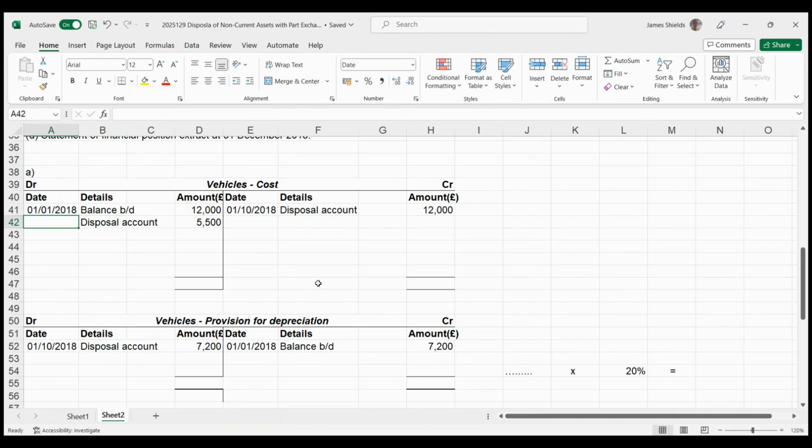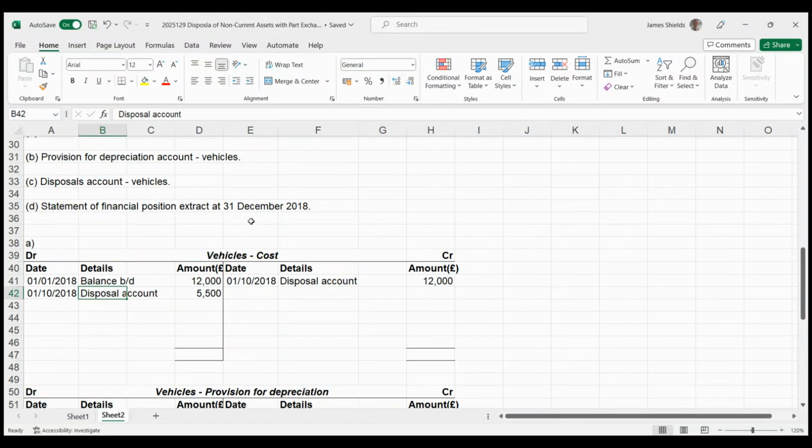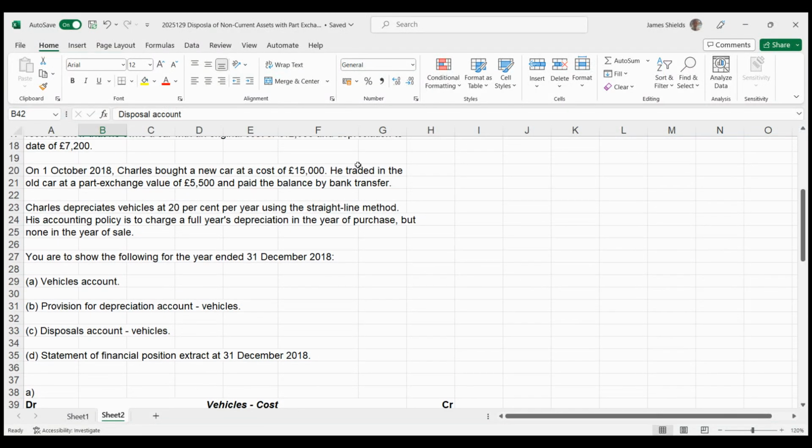And that is on the 1st of October 2018. So that's the amount of money received in part exchange for the old vehicle, and it was used to buy the new vehicle. That's what it tells us here. He traded in the old car at a part exchange value of £5,500 and paid the balance by bank transfer. Now the new car cost was £15,000.